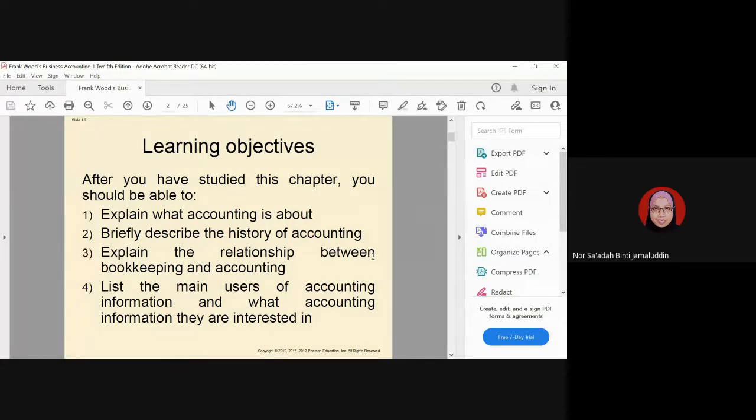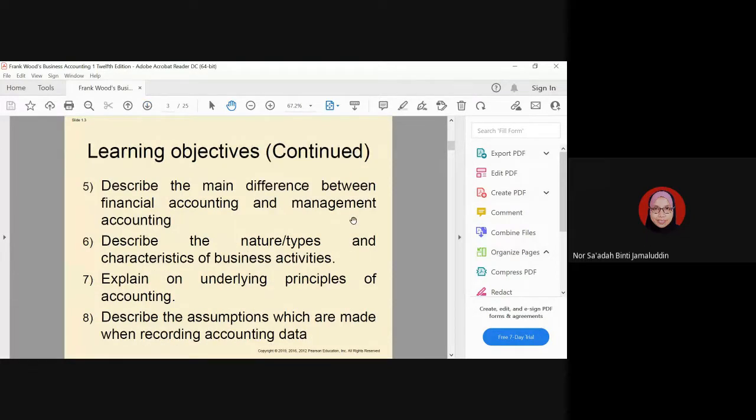So from the users, firstly, you should know who are the main users of the accounting information. And before you know who the main users are, you must know what accounting information the users are interested in. Alright, next, learning objective number 5, which is describe the main difference between financial accounting and management accounting. Before you are able to interpret the differences, you should know first the meaning of financial accounting and management accounting.